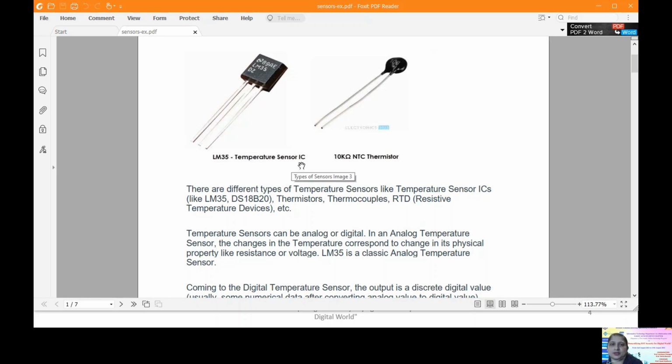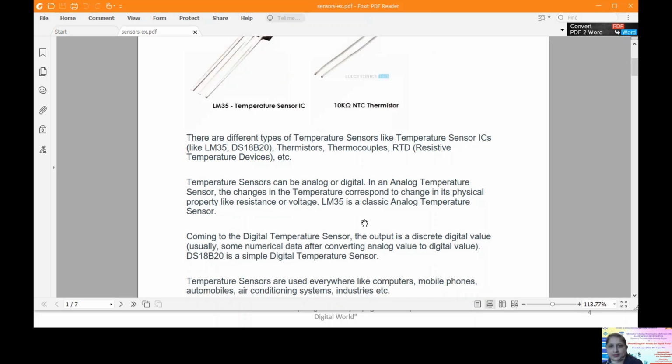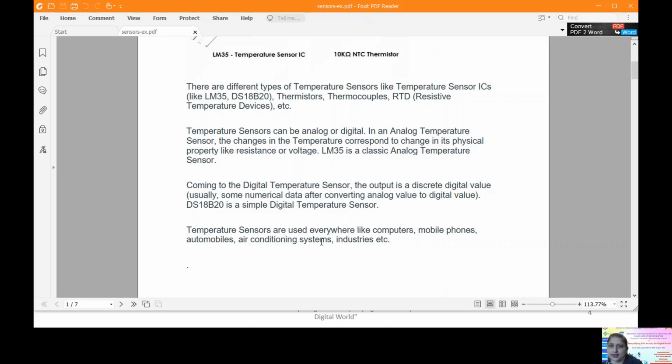The LM35 temperature sensor IC is shown here. It is a very small IC which we can use to sense the temperature present in the environment. We know that an analog temperature sensor has continuous values. The values will change, which includes the resistance value or the voltage value. So an example of an analog temperature sensor is LM35. When you go for digital sensors, it is a discrete value. That means it is represented with numbers. But how do we get the digital value? After converting the analog value into a digital value. The example of this is DS18B20.